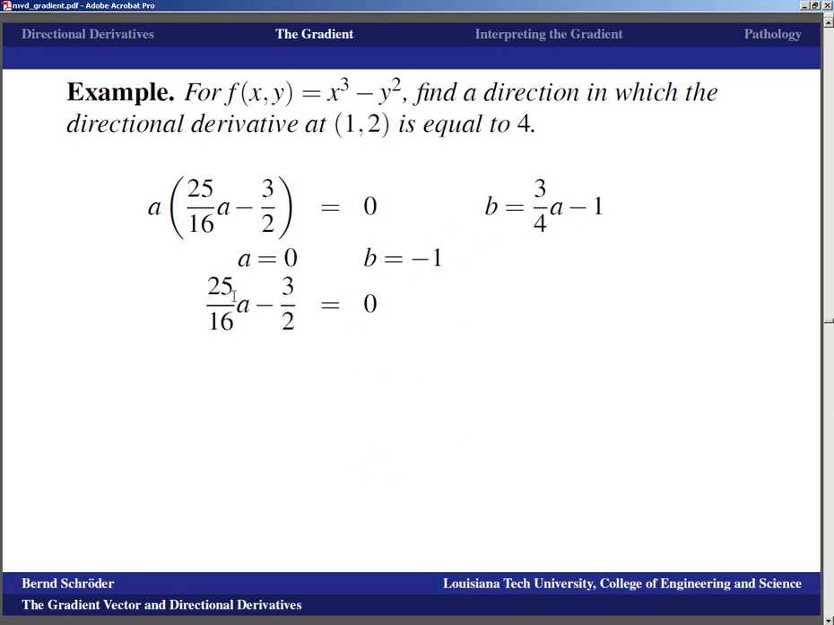And if 25 sixteenths a minus 3 halves is equal to 0, then a is 16 over 25 times 3 halves, and that gives us then, because 16 over 2 is 8, you get 3 times 8 over 25, which is 24 over 25, and then b is 3 quarters times 24 over 25 minus 1. 24 over 4 is 6, so you get 18 over 25 minus 1, and that's negative 7 over 25.